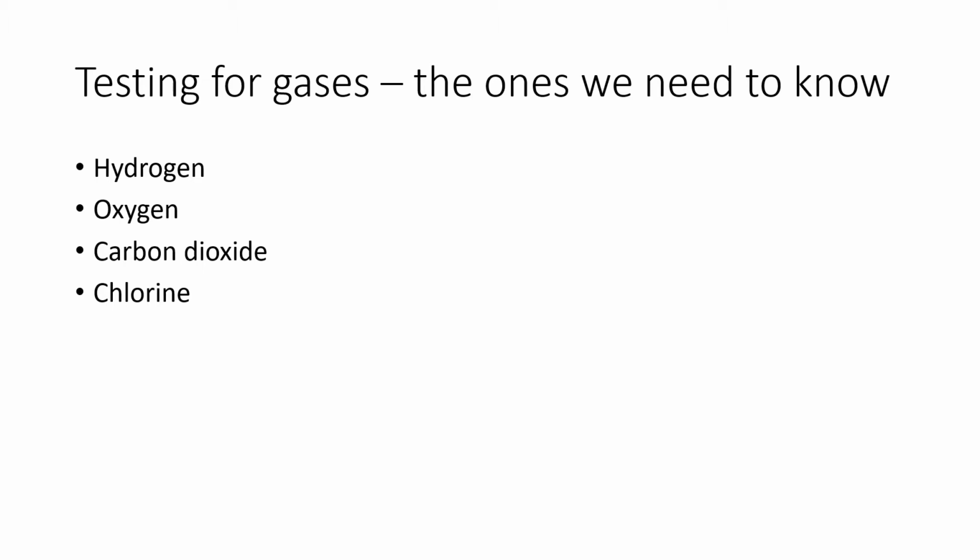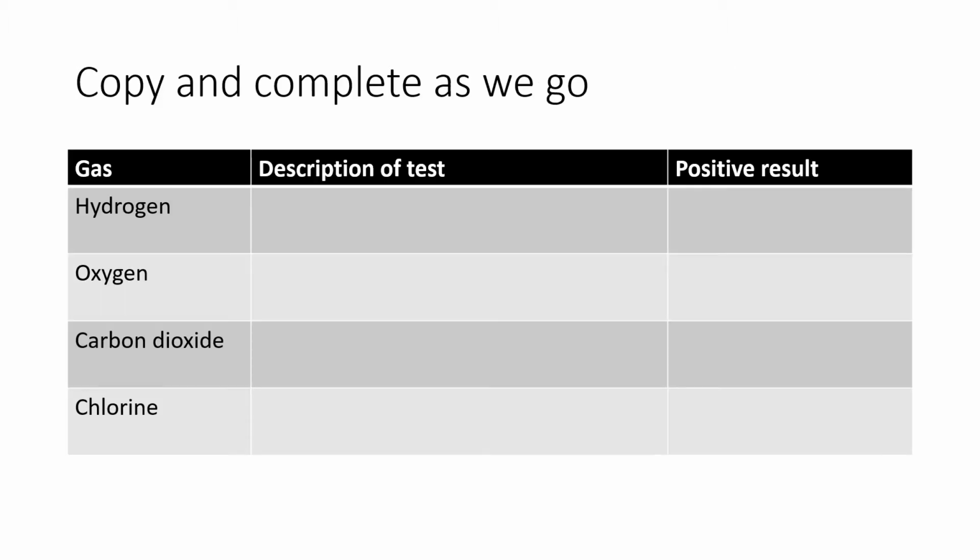We need to know how to do the procedure, and we also need to know what a positive result would look like. So in order to get all the information in a nice concise way, I've created a table that I'd like you to copy. You can see that it's got the 4 gases going along the side. There'll be space for a description of a test. This will be your largest column, and then what a positive result would look like. So if you could pause this video and complete that table, please.